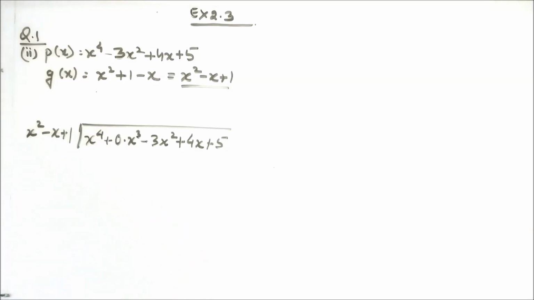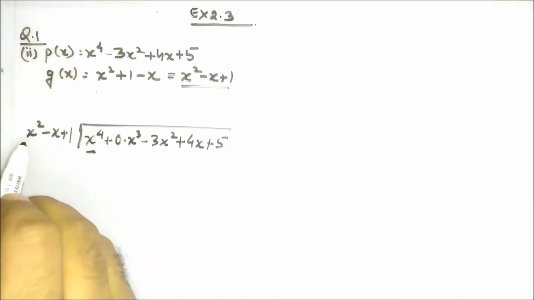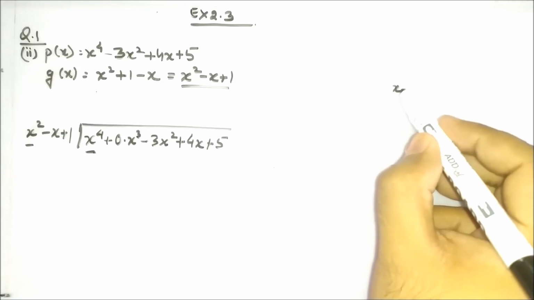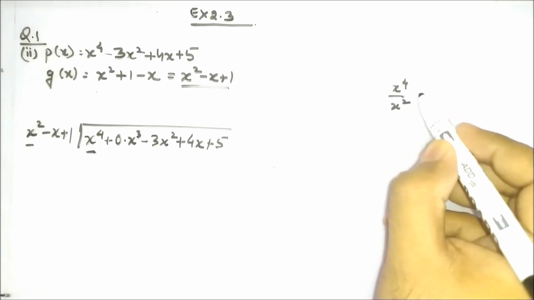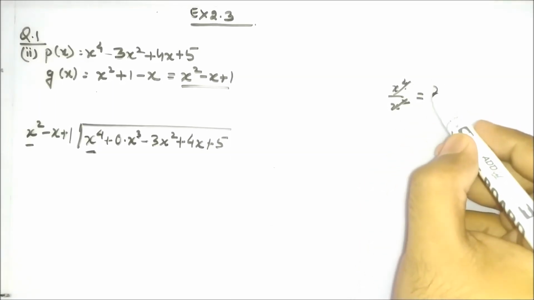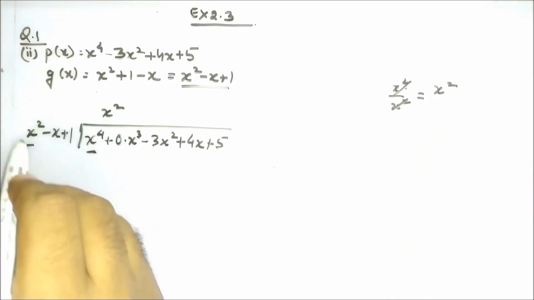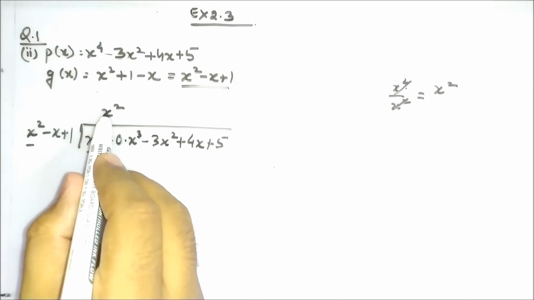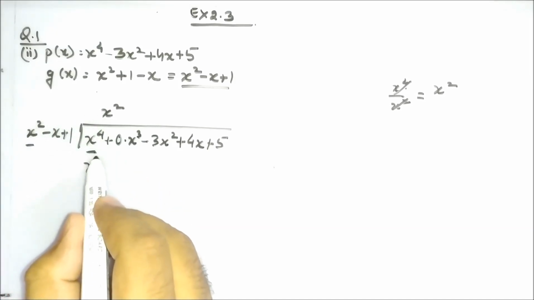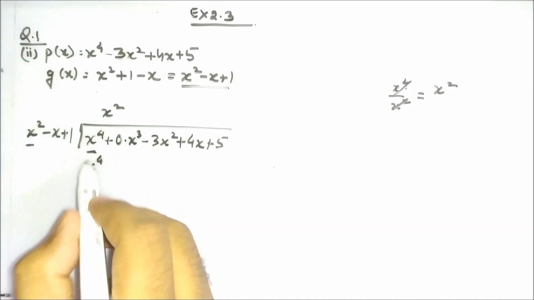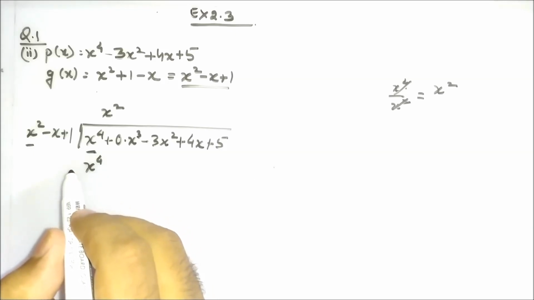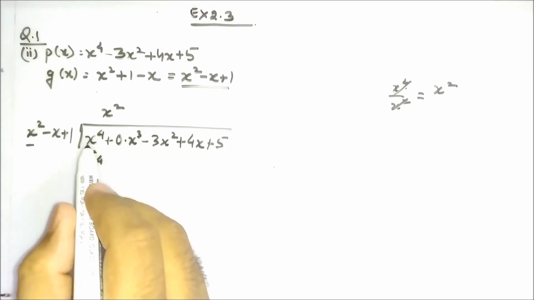Now again we'll proceed with the first term. Here is x power 4 and here it is x square. So when x power 4 is divided by x square, this will cancel out. It will be x square only. So we'll multiply this complete divisor by x square. So x square into x square will be x power 4. If you are getting the first term same, then you are doing it in the right way. The first term should be same.